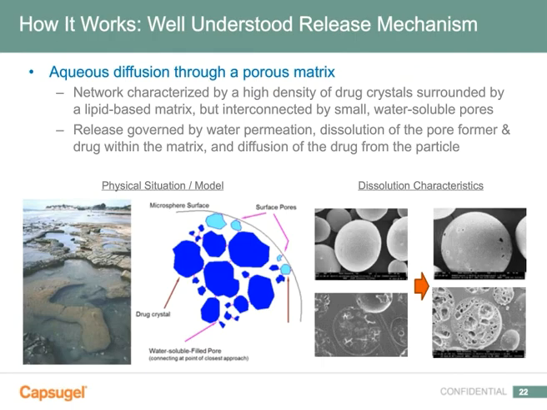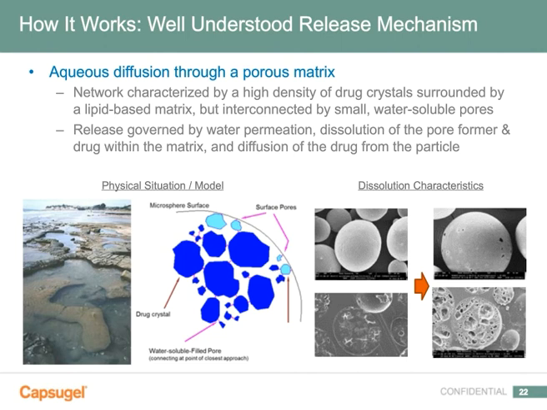So I want to get into the dissolution mechanism here. Target release rate is one of the key product profiles in most dosage forms. The way the drug releases from these LMPs is basically through aqueous diffusion through a porous matrix. One of the ways we visualize it is movement of water through a tidal pool, and that's illustrated by the image on the left.